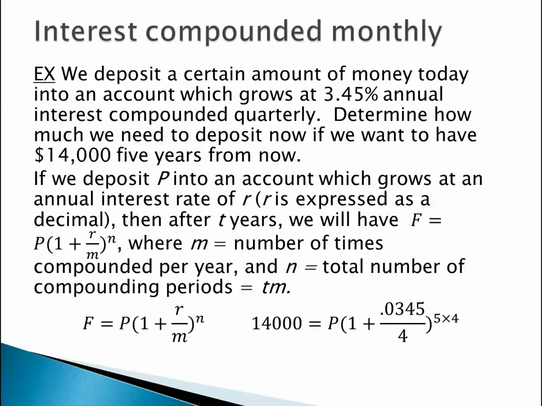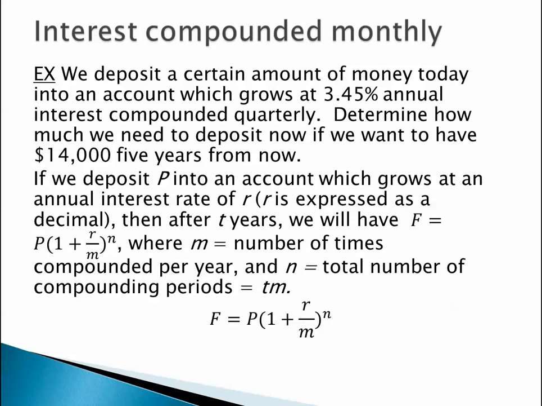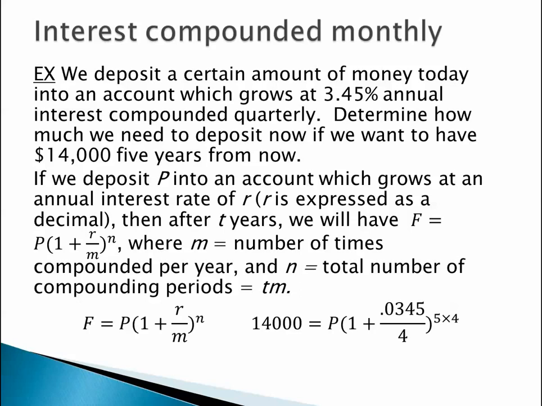Let me give you a hint. In this case, F is 14,000. Whoops, that's too much of a hint. F is 14,000. P is what we don't know. So take a moment, go ahead and calculate it, pause the video. So here's what we end up with.